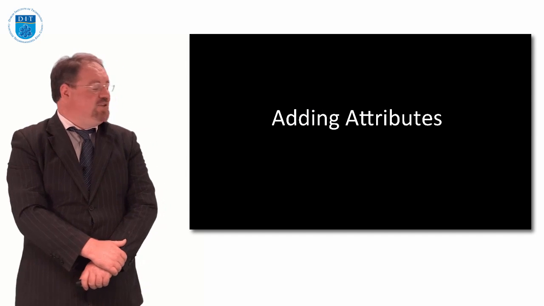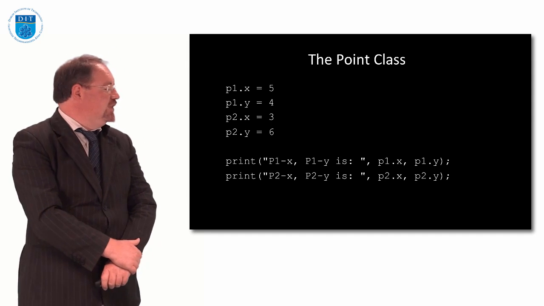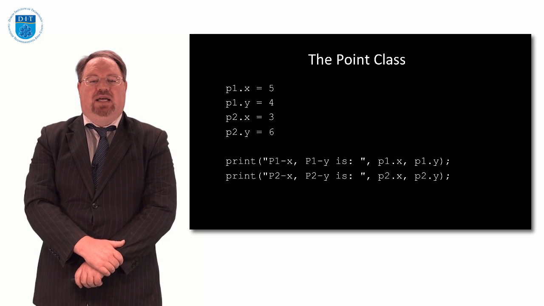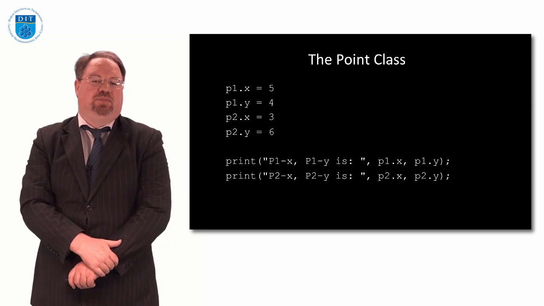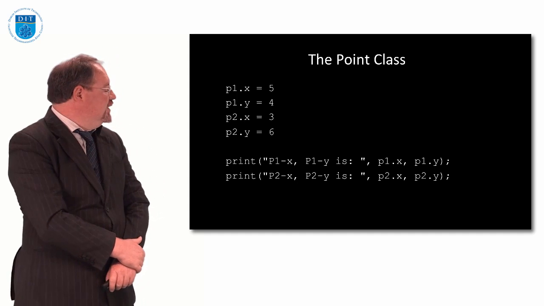If we want to add attributes now, what we do is we might say, let's say for example, point 1 has x and y coordinates. So point1.x gets the value 5, and point1.y gets the value 4.